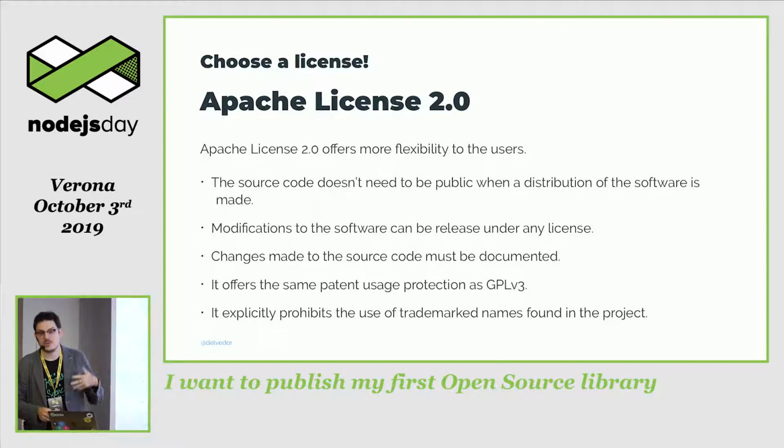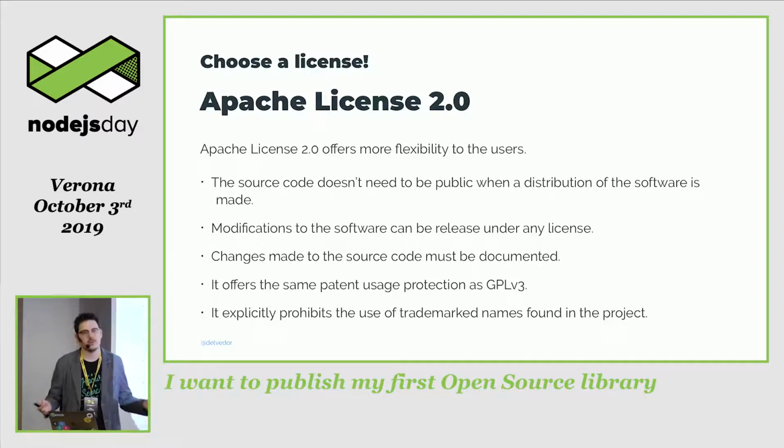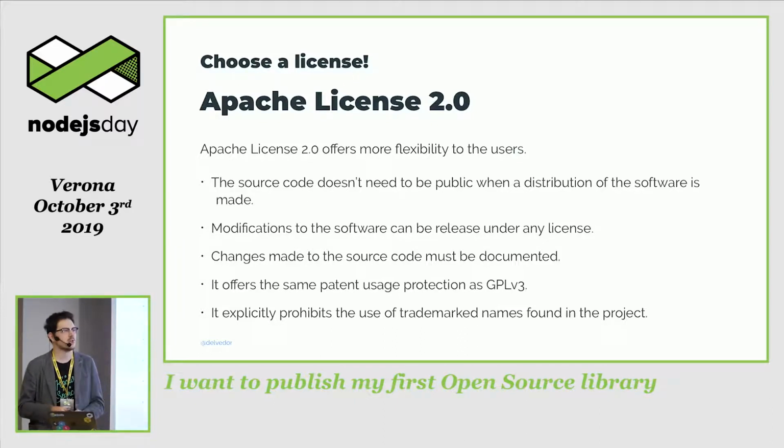Then there is Apache 2.0, which is widely used. We definitely know it. It offers way more flexibility to the users. There are many open source projects using it. Elasticsearch is one of them. All the software under the Apache Foundation, obviously, and the Swift programming language.